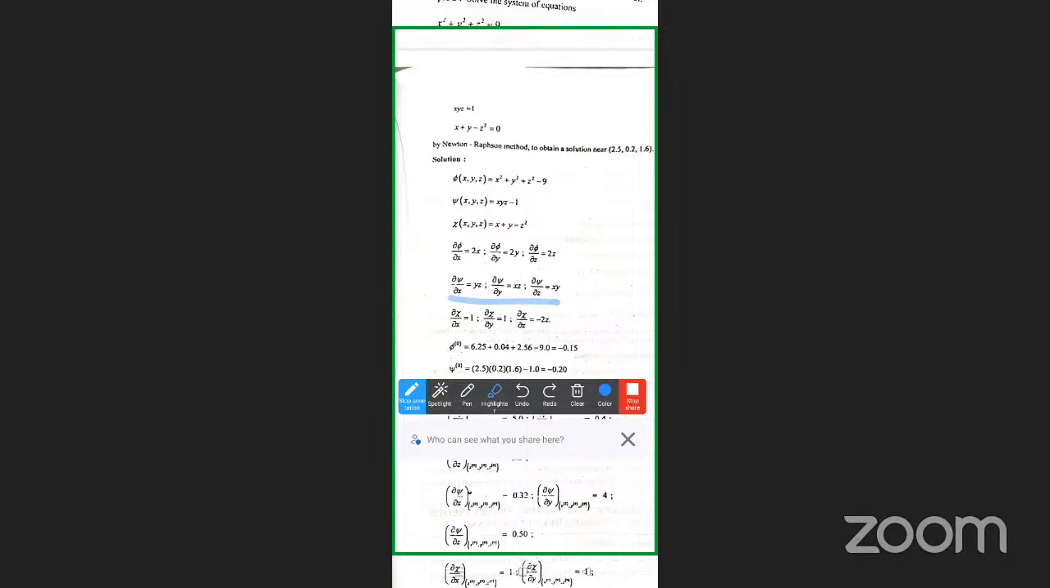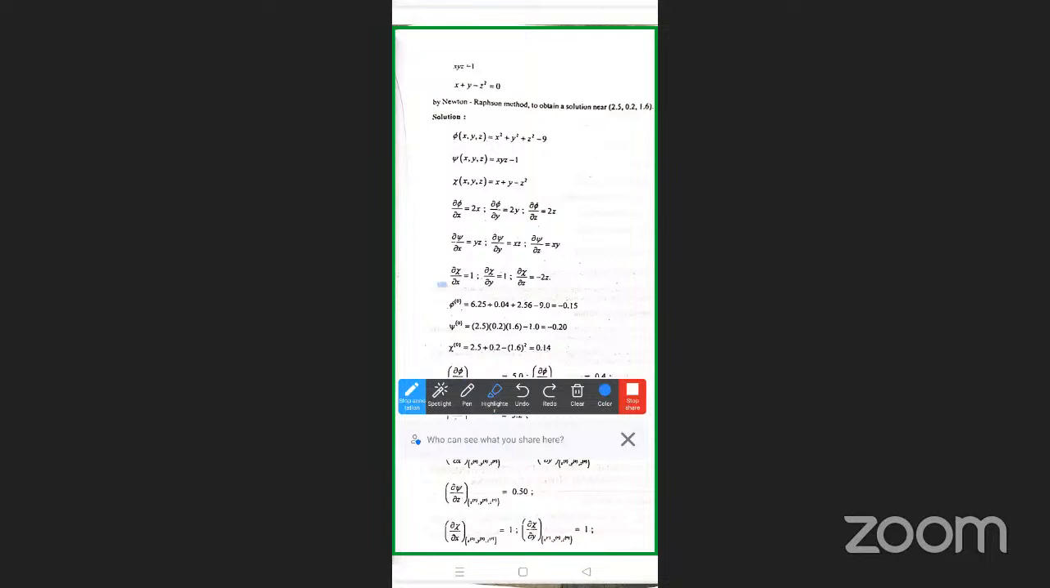Next, differentiation of psi with respect to x, y, z. Here 1 is a constant, always 0. With respect to x is nothing but y z. With respect to y is nothing but x z. With respect to z is nothing but x y. Last one, differentiation of gamma with respect to x, y, z. With respect to x is 1, remaining are constants, 0. With respect to y is 1, remaining are zeros. With respect to z it is 2z, remaining are zeros.